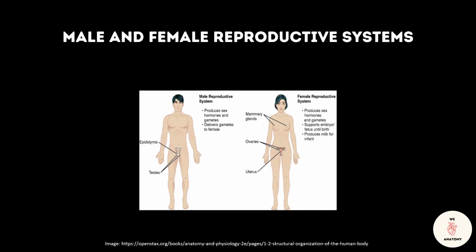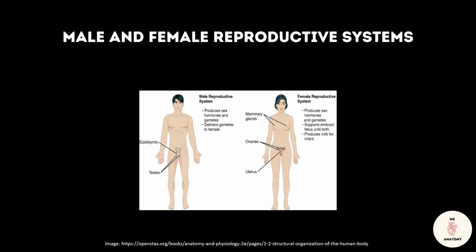Last, we have the reproductive system. This system differs between males and females. The male reproductive system includes the testes, epididymis, vas deferens, prostate gland, and the penis. The female reproductive system includes the mammary glands, ovaries, uterus, and vagina.